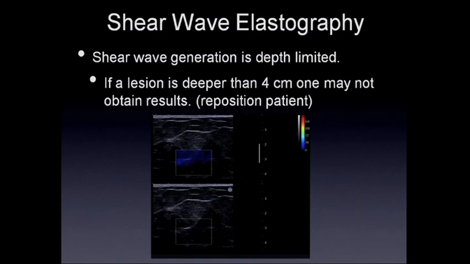One of the problems, like we've talked about before, is that shear wave generation is depth dependent. We're limited by FDA requirements of how strong that push pulse can be. And in our experience, if a lesion is deeper than 4 centimeters, one may not obtain results. And you can try repositioning the patient to bring the lesion closer to the skin. But if you can't, what you'll see is there's no color coding in this box. And this is telling you that the system did not pick up any shear waves and that this area is not interpretable by the shear wave elastography.